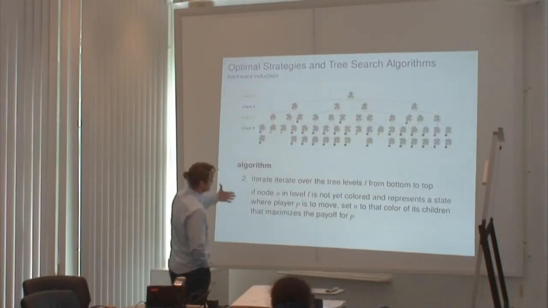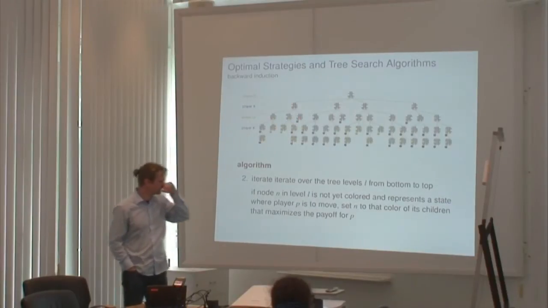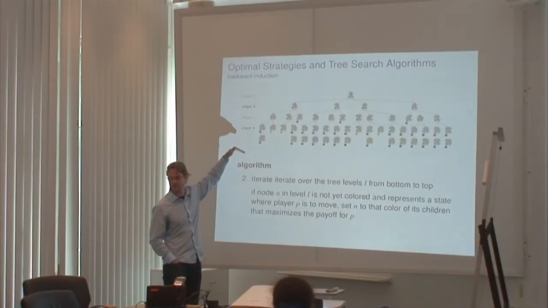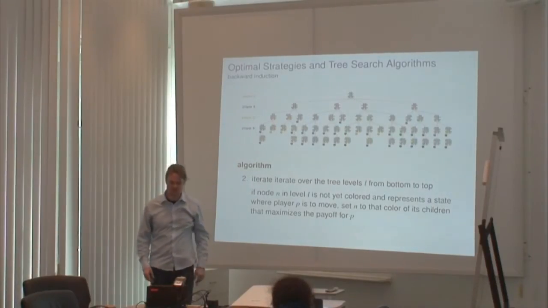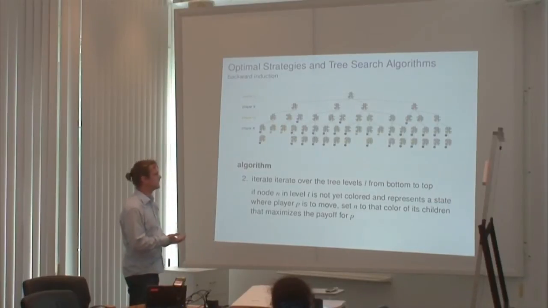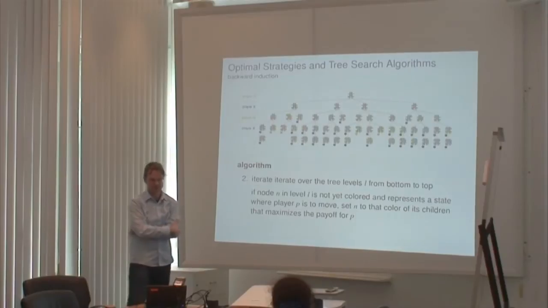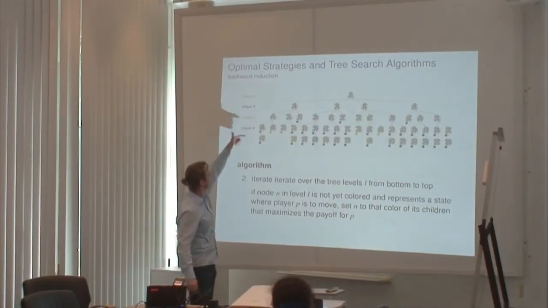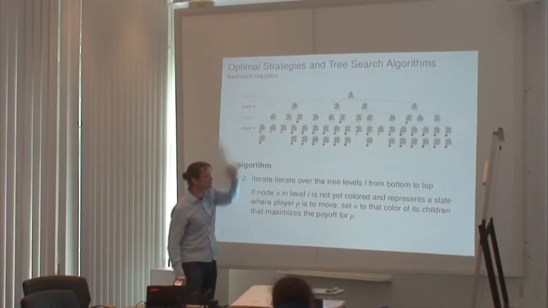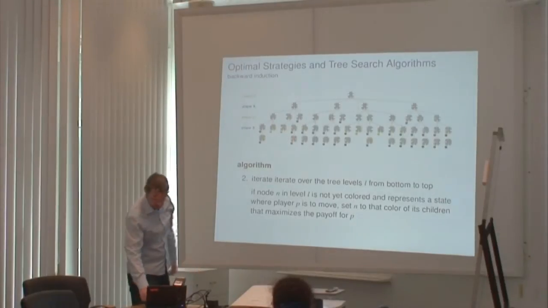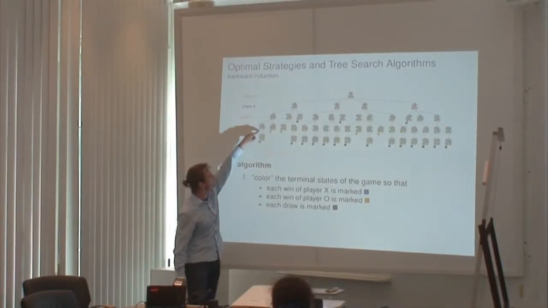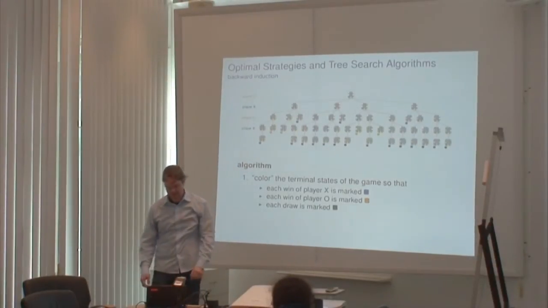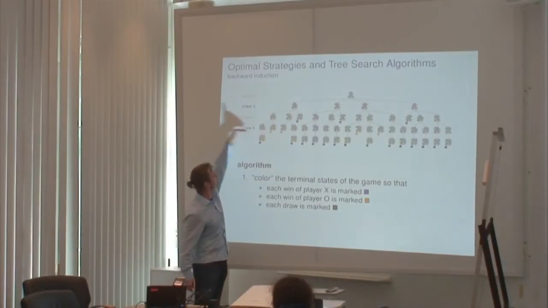The algorithm proceeds as follows. We basically iterate over the levels of the tree, starting at the bottom. So we start at the bottom, look at the information that is available there, and propagate it to the higher levels of the tree. Say we consider one level in the tree and say this node. If that node is not yet colored, so we want to color this node, it is not yet colored, and we are considering this level of the game tree.